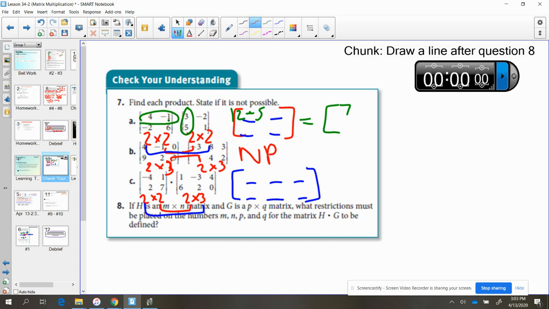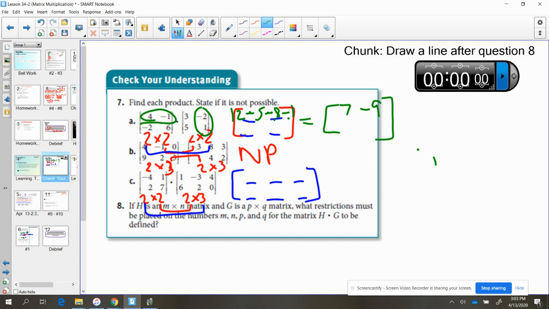Well, to get our next piece, we now want row 1, column 2. So again, we're going to take row 1, but multiply it by column 2. So 4 times negative 2 is negative 8. And then negative 1 times 1 is negative 1. Negative 8 minus 1 is negative 9.